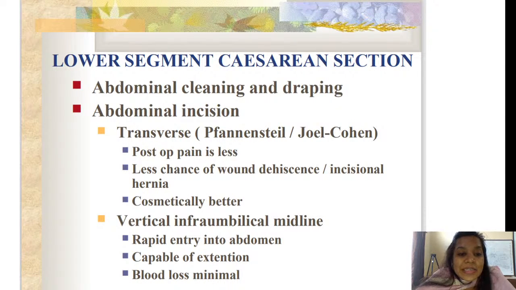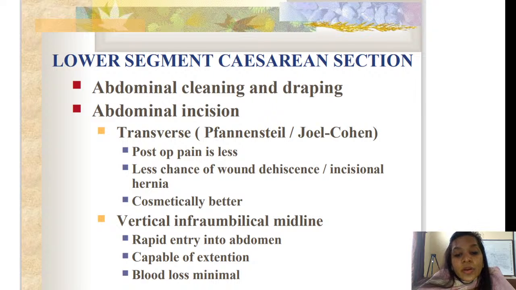Then abdominal incision. What will be the preferred incision? Most common is transverse, what we call the Pfannenstiel. What are the advantages of transverse incision? Postoperative pain will be less, fewer chances of wound dehiscence and incisional hernia. Cosmetically, it is better. That's why we always prefer transverse incision, called the Pfannenstiel incision.